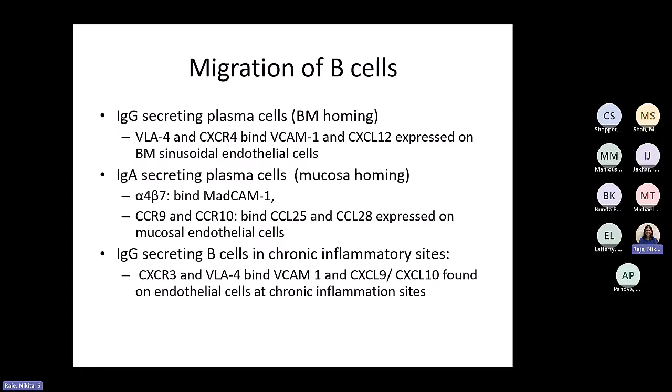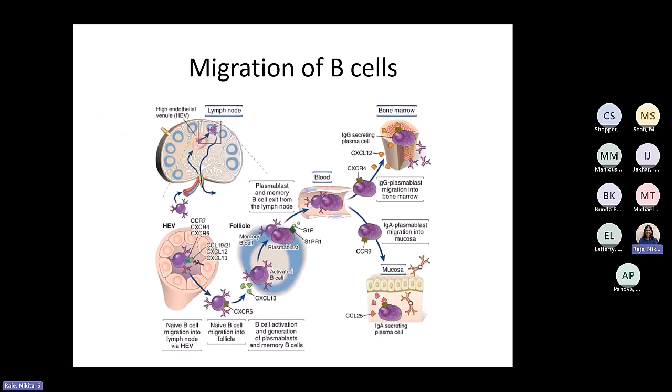There are some IgG secreting B cells that are present in chronic inflammatory sites. They express CXCR3 and VLA4 that bind to VCAM1 and CXCL9 and 10 found on the endothelial cells of chronic inflammatory sites. All right, so that's the last slide here, just summarizing what we talked about. B cells moving from lymph nodes to HEVs and then into the B cell follicles, and then the plasma cells going into the bone marrow for IgG secreting plasma cells and mucosa for IgA secreting plasma cells.